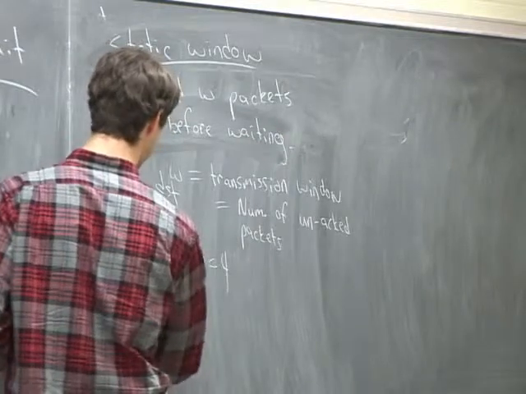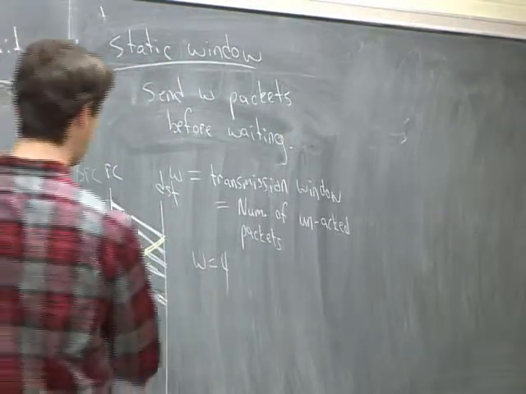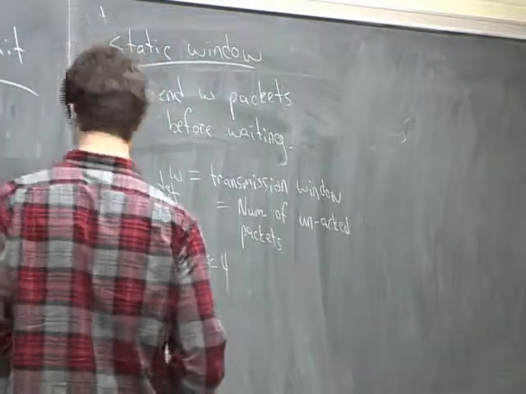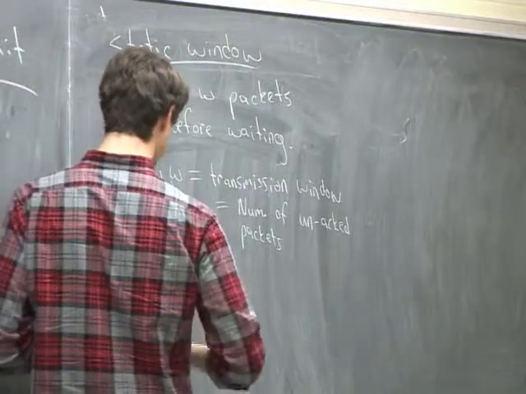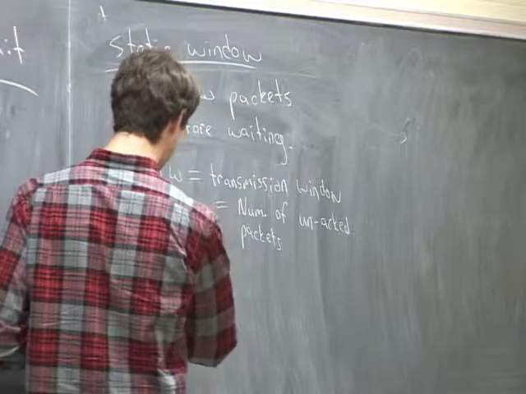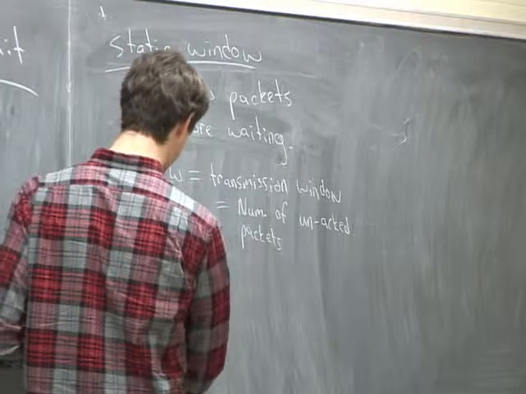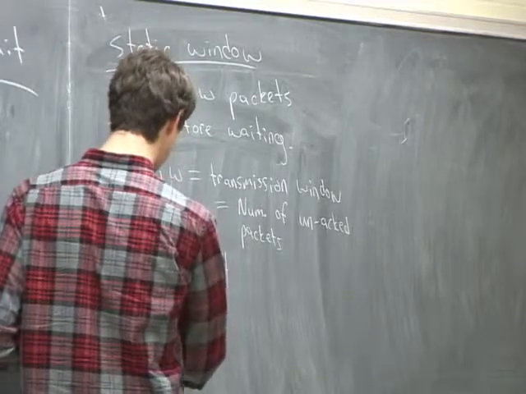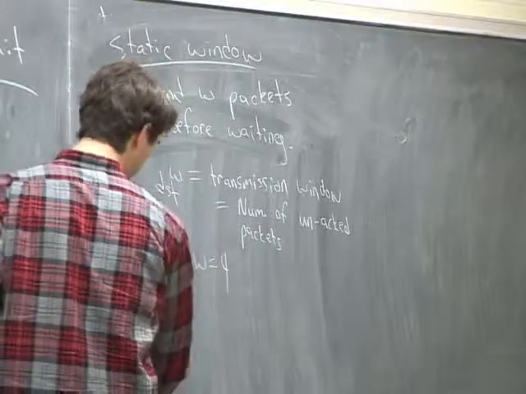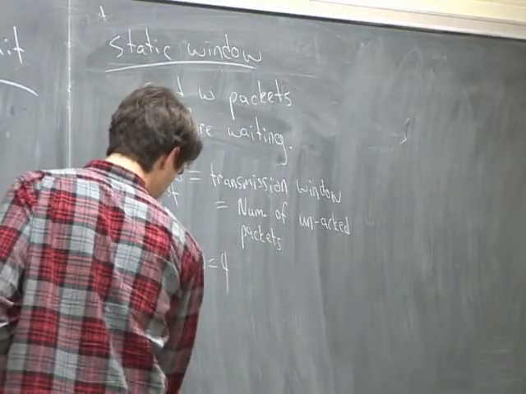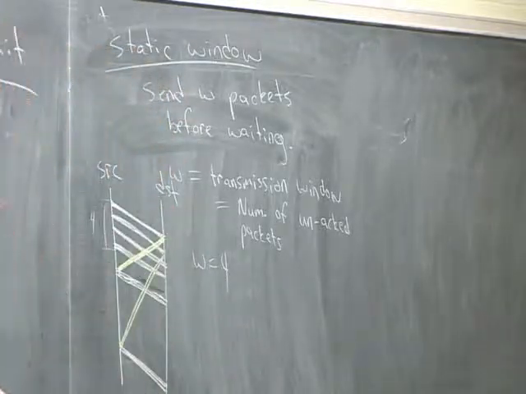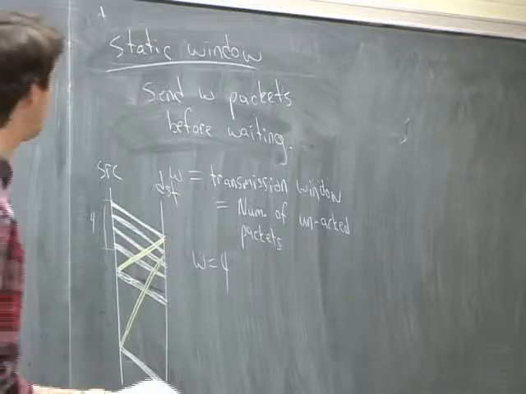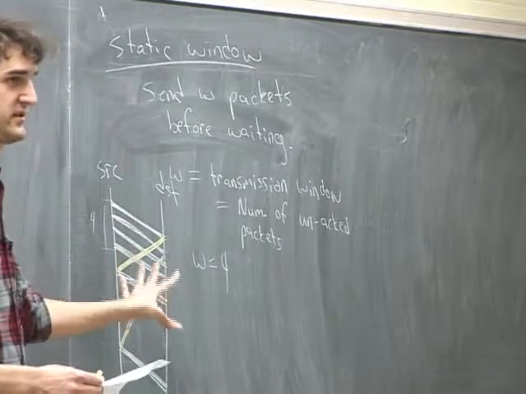Okay, because it can always have 4 unacked packets out at once. And so now if this ACK is really delayed, it takes a long time to get here, then it cannot send another packet until it receives that second ACK, okay? So are there any questions about the stop and wait protocol or static window protocol?